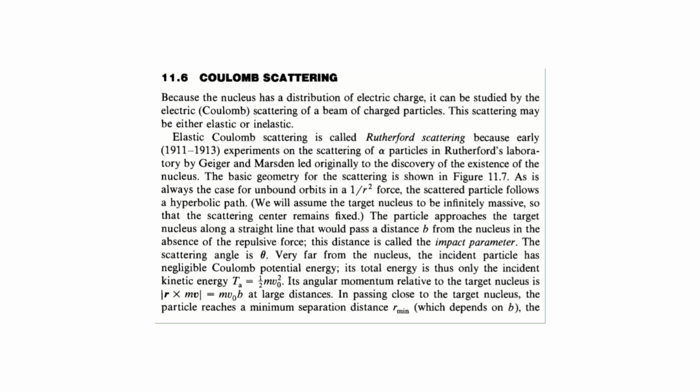Rutherford scattering. It was based on the scattering experiments that were performed by Geiger and Marsden and the mathematical formulation that Rutherford gave to all the experimental observations that these two people obtained. And that was what led to the discovery of the existence of something called the nucleus.